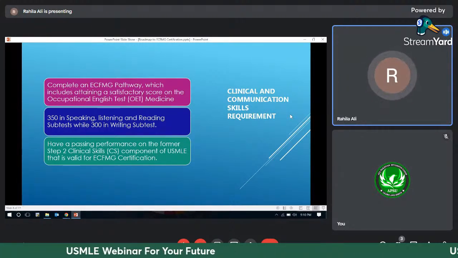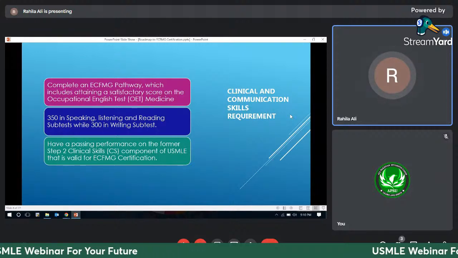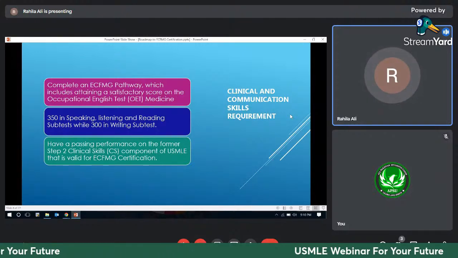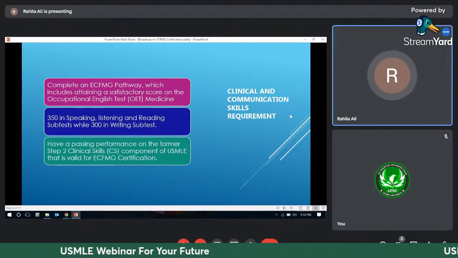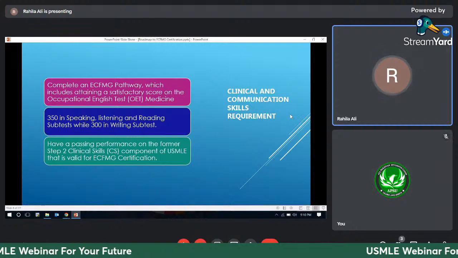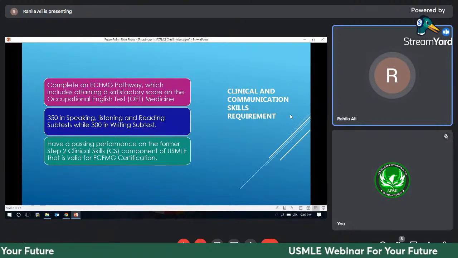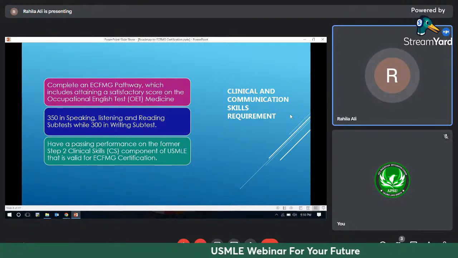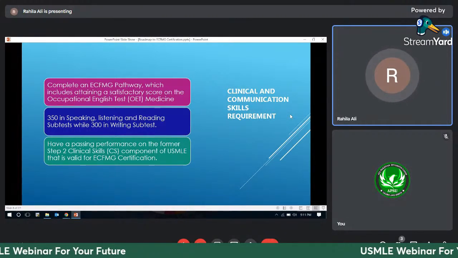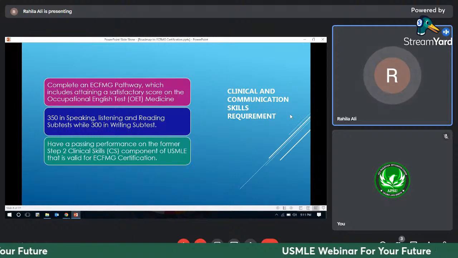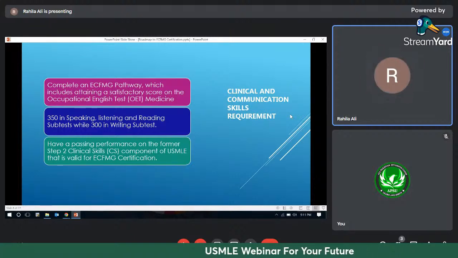In this test, you have to score 350 in speaking and listening, and in reading and writing you have to score only 300. It means in the listening, reading and speaking parts, there are 42 marks. You can make 12 mistakes. You have to score 30, then you will get 350 in each of them, and you will pass your OET and get a grade B, and now you can apply for the pathway.